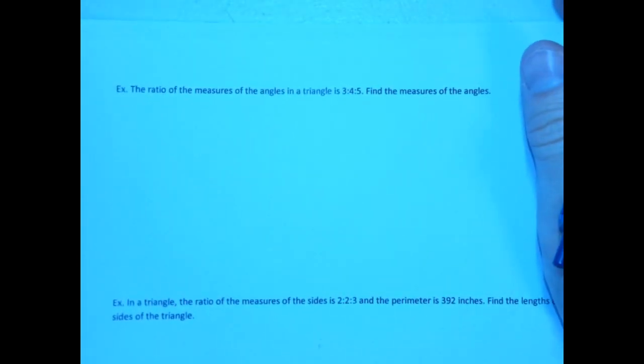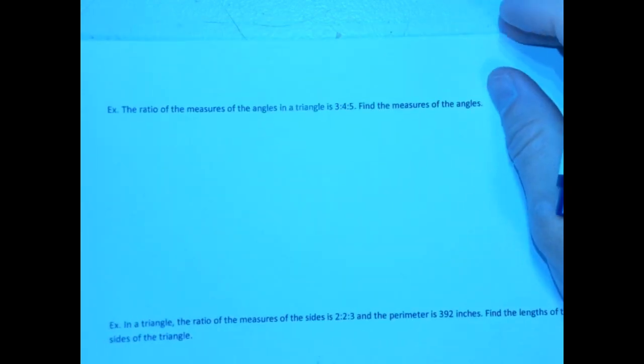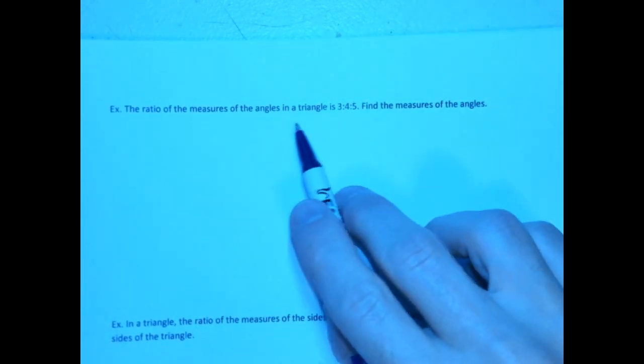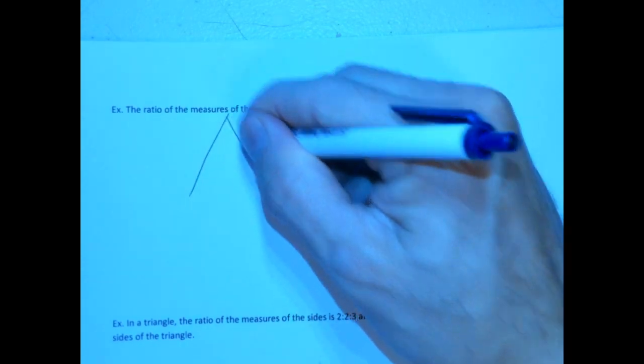The ratio of the measures of an angle. This is a really good example. This is something myself and the teacher were talking about yesterday in a meeting, because this is something you could see on a standardized test. This is just the kind of problem. The ratio of measures of angles in a triangle is 3, 4, 5. Find the measure. So let's draw a picture for a second.